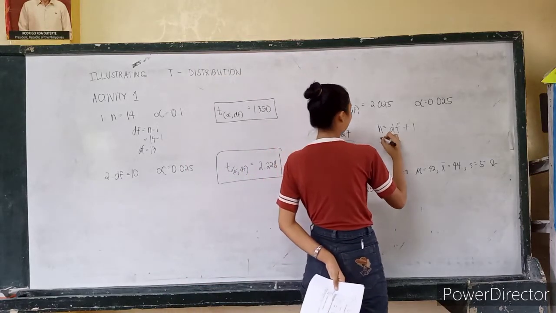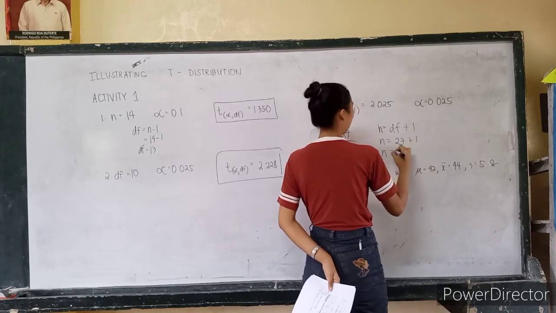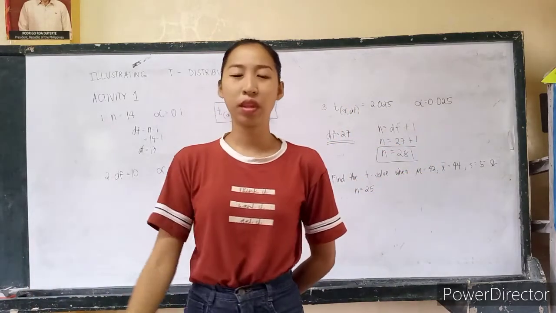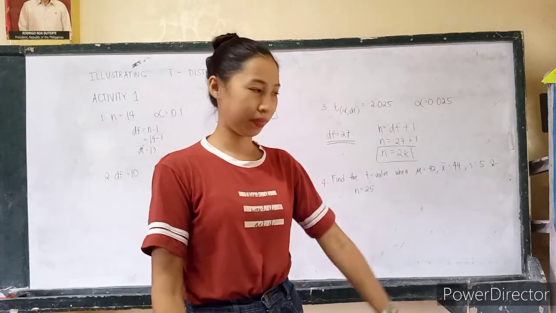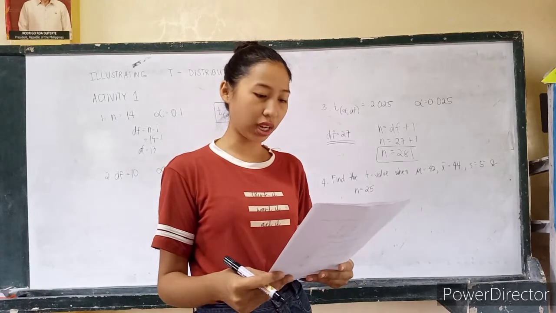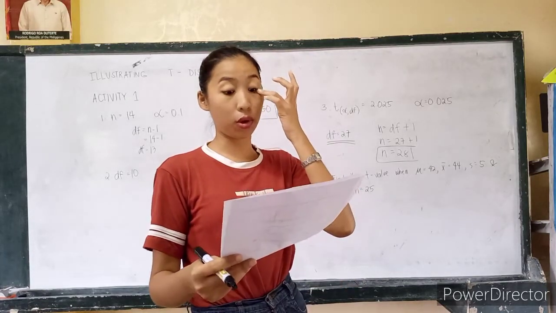So our n is equal to 27 plus 1. n is equal to 28. That easy. Questions? It is also in your module.